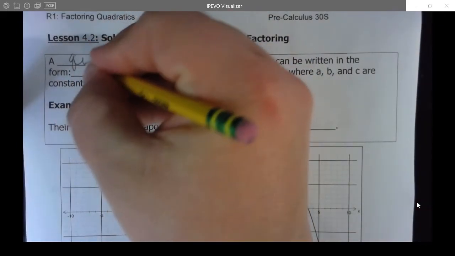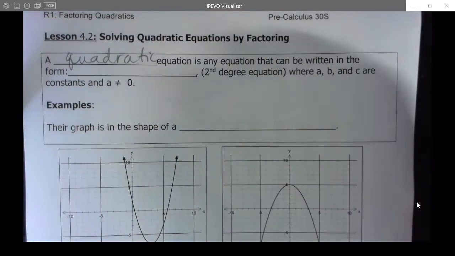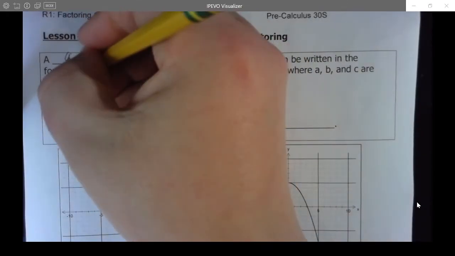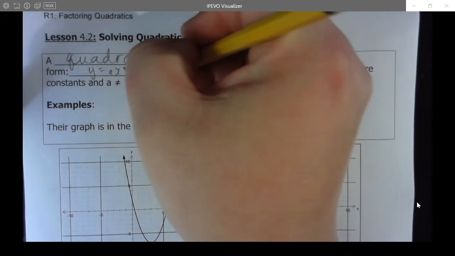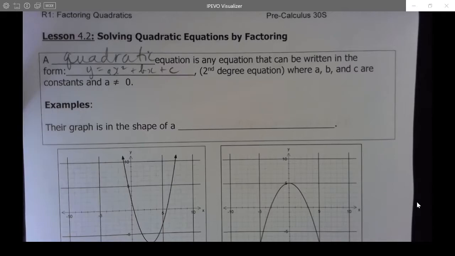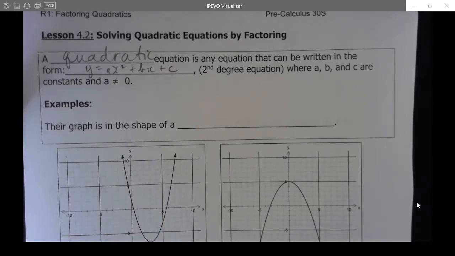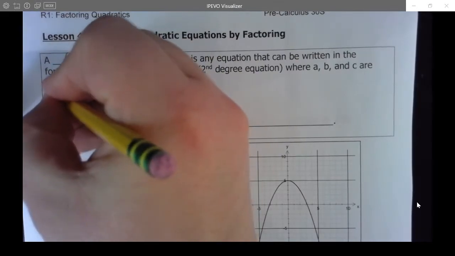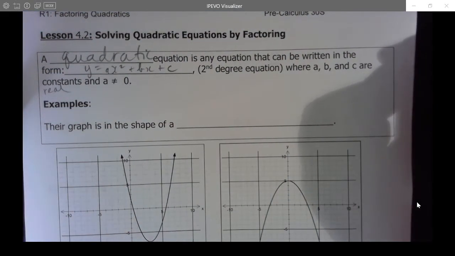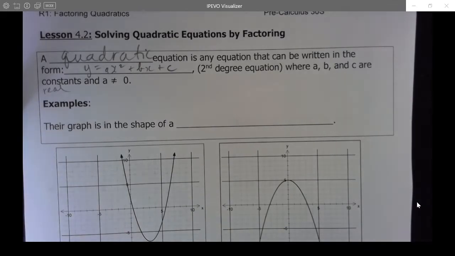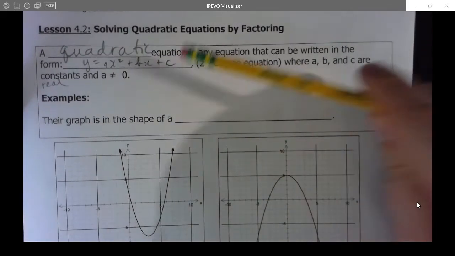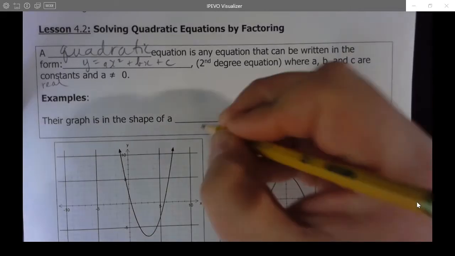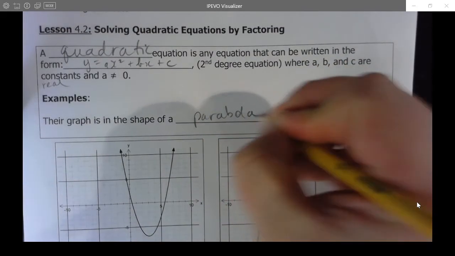A quadratic equation is any equation that can be written in the form y equals ax squared plus bx plus c. And that is a second degree equation where a, b, and c are constants, and a is not equal to 0. Constants is a good word, and also another word would just be, they should be any real number. Obviously, we can't be playing with imaginary numbers with a quadratic equation, at least not in the coefficients and constants. The graph is, of course, called a parabola. Here's a couple below here just to look at.